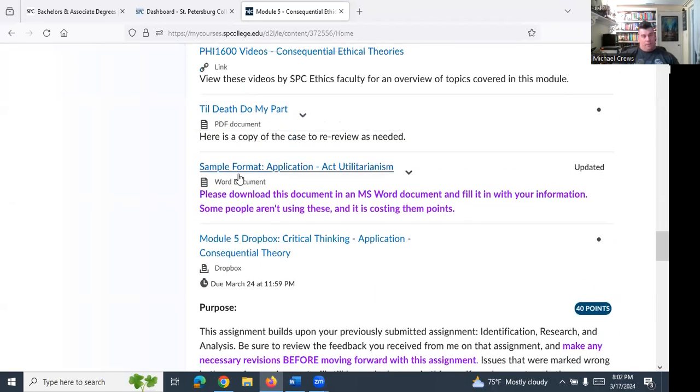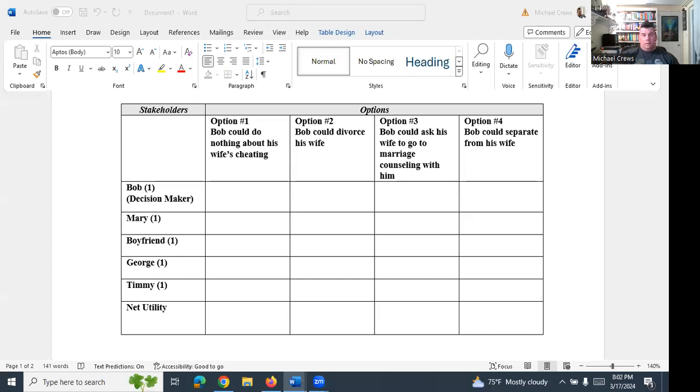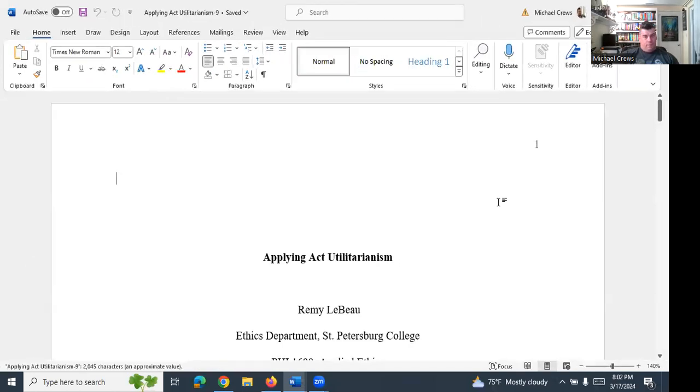Now remember, the sample format here, please download this document and use it, fill in your information. Some people aren't using these and it's costing them points. I have the format for you right here. All you have to do is click this down caret, download it. Okay. And it pops up.